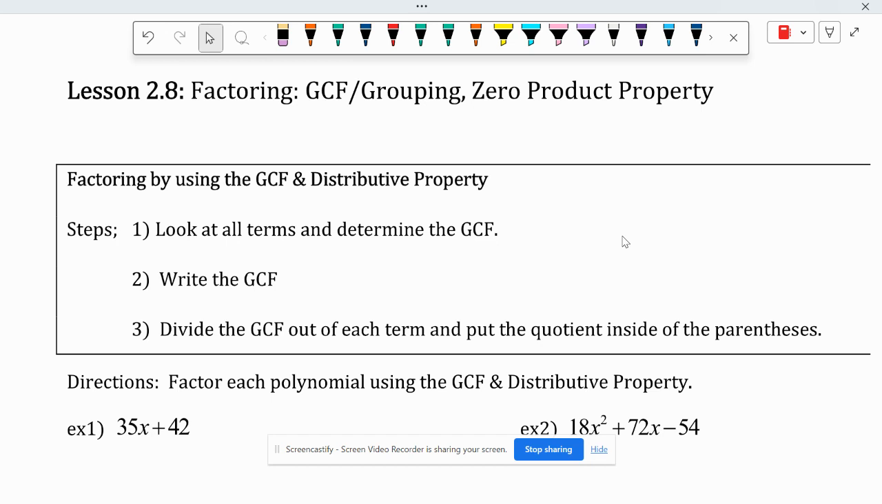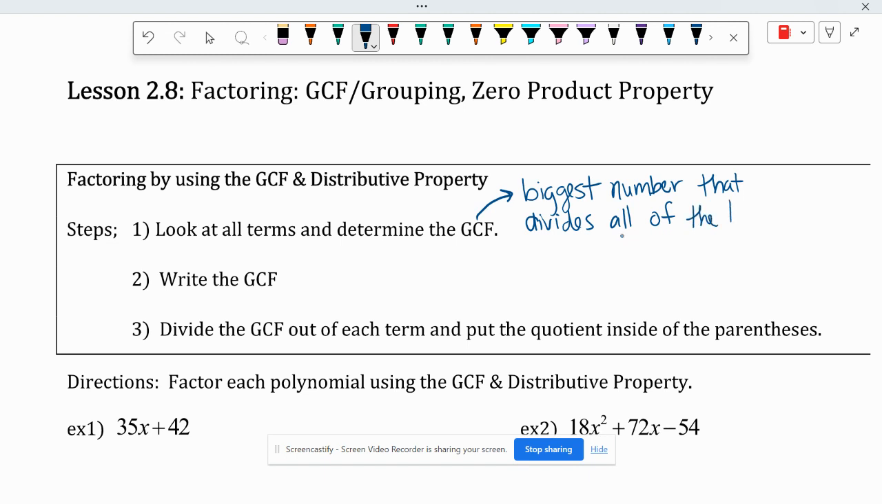So the greatest common factor, when we say that, it's just the biggest number that divides all of the terms. Okay, it's the biggest number that divides all of the terms.